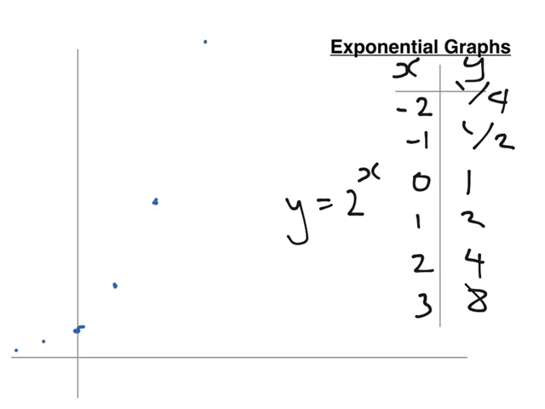So basically our graph is going to come down like this through the point 1, and then it becomes a horizontal asymptote to the left hand side. And that's how you draw your basic exponential graph.